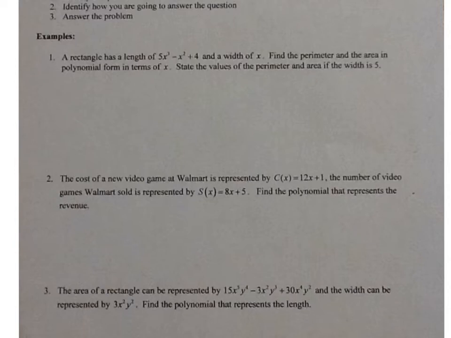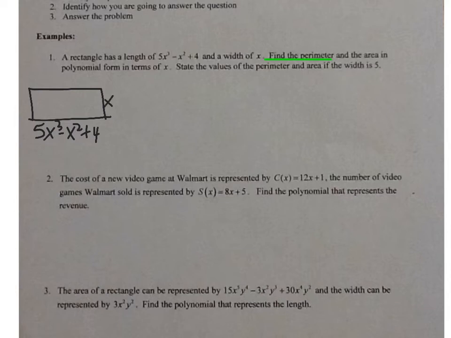Okay, so let's see. The first thing we want to do is find the perimeter, right? So let's write that down. Actually, what I'm going to do is draw my picture first. So I have my rectangle. The length is 5x cubed minus x squared plus 4. And the width is x.